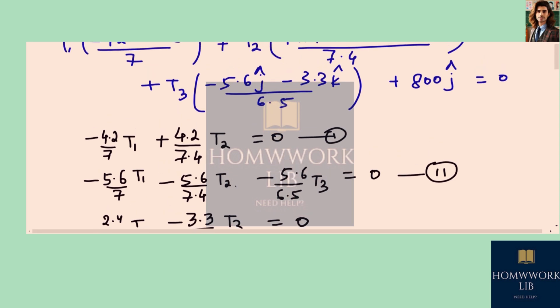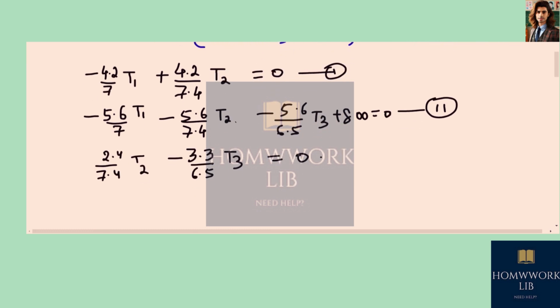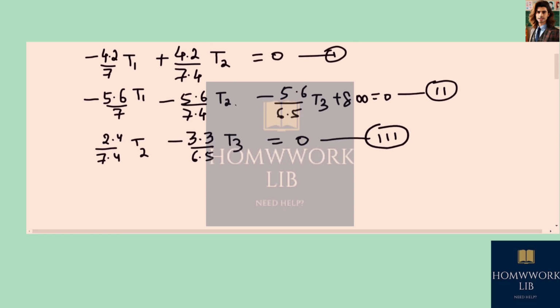Okay, yeah, so we should use this 800 as well here. So we will add here 800 to this y component and then equate it to 0. So we solve these three equations. First we can simplify them even more so that we can get rid of these fractions over here.